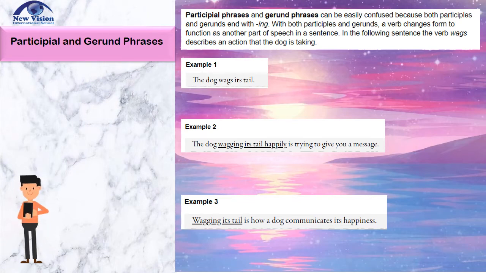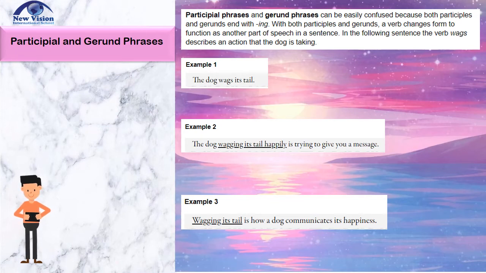Example 1. The dog wags its tail. With the ending -ing added, the verb can become a participle or a gerund. If a new word begins a phrase, it is now a participial or a gerund phrase. How can you tell the difference between the two?